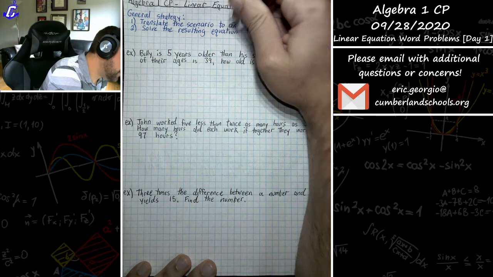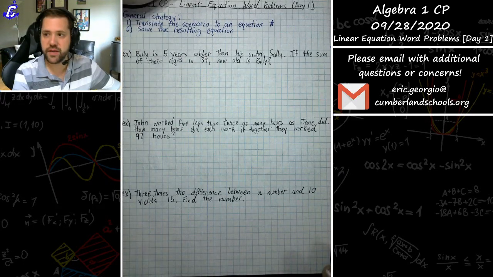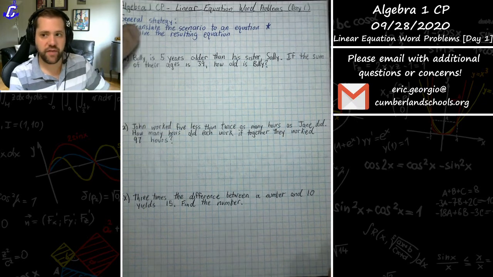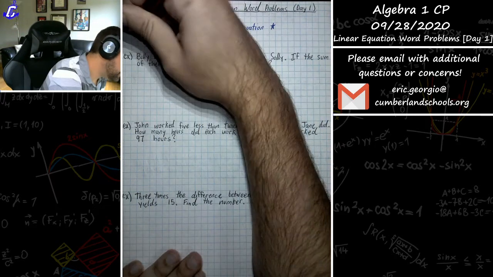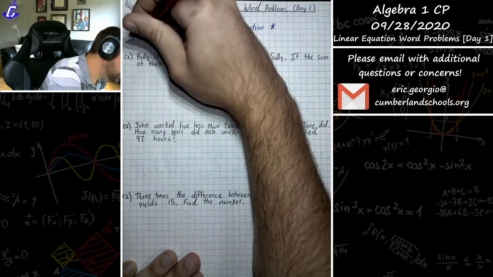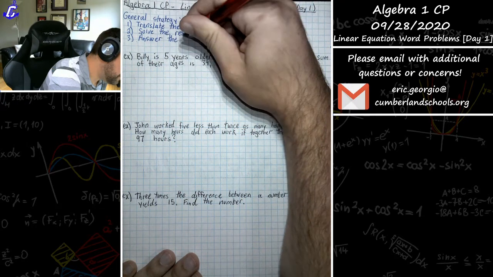For us, I think at this point, solving the resulting equation is going to be the easy part because we've been working with solving equations. So solving equations at this point should feel pretty comfortable. And like I said, the equations we get here will probably be even easier than the equations we've seen before. And our third step is we want to answer the question being asked.